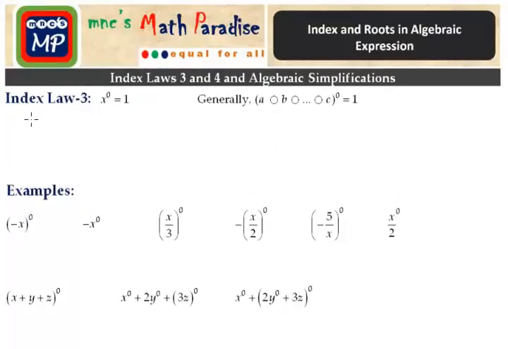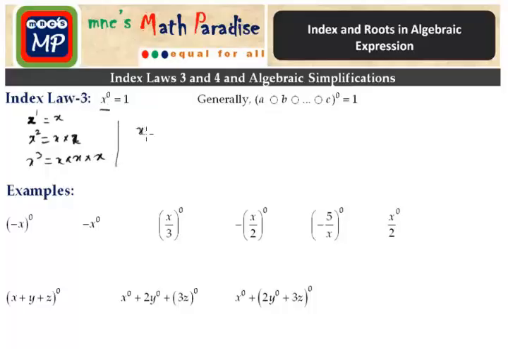From the definition of index form algebraic term, we know that x to the power 1 means only x, that is x multiplied 1 time. X to the power 2 means x multiplied 2 times. X to the power 3 means x multiplied 3 times, and so on. So what does x to the power 0 mean?